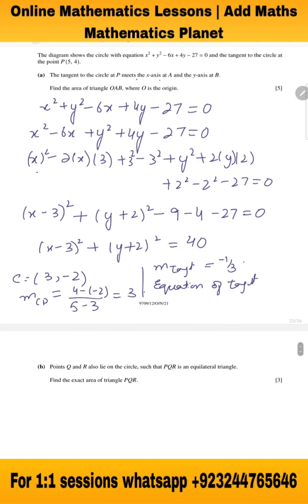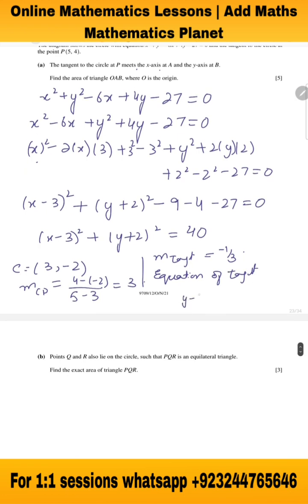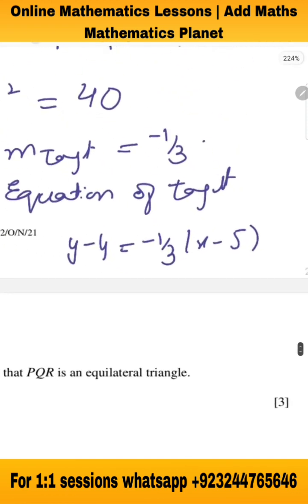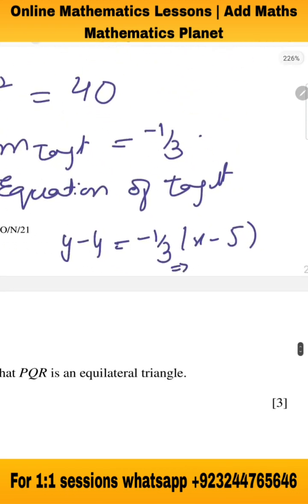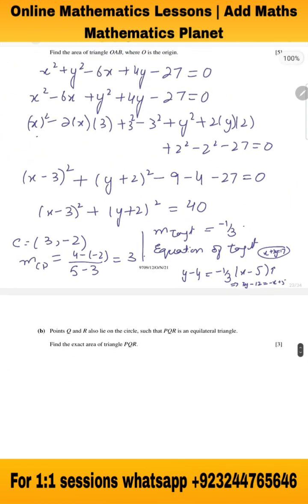The equation of the tangent will be y − 4 = −1/3 (x − 5), which gives 3y − 12 = −x + 5. So x + 3y = 17. So this is the equation of the tangent.